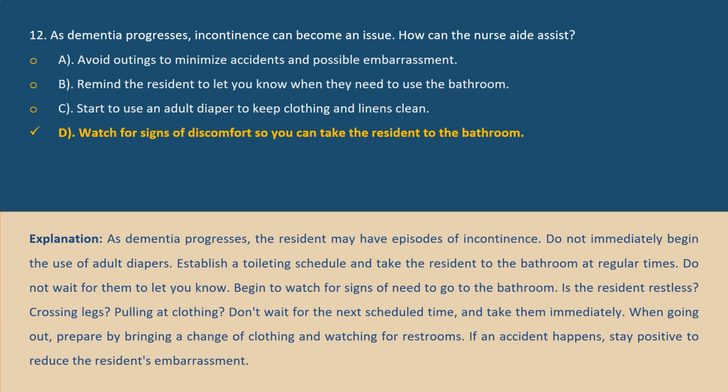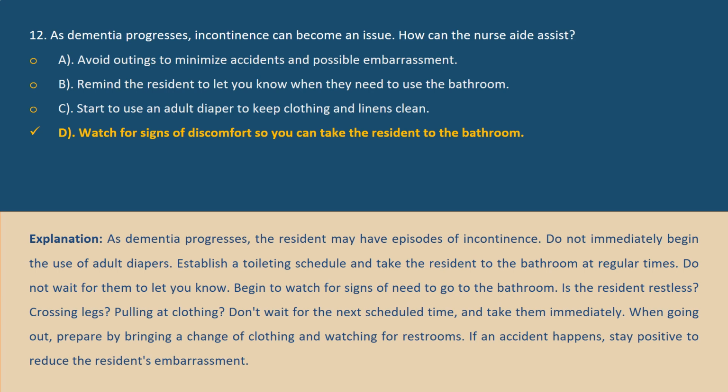Answer D. Watch for signs of discomfort so you can take the resident to the bathroom. Explanation. As dementia progresses, the resident may have episodes of incontinence. Do not immediately begin the use of adult diapers. Establish a toileting schedule and take the resident to the bathroom at regular times. Do not wait for them to let you know.